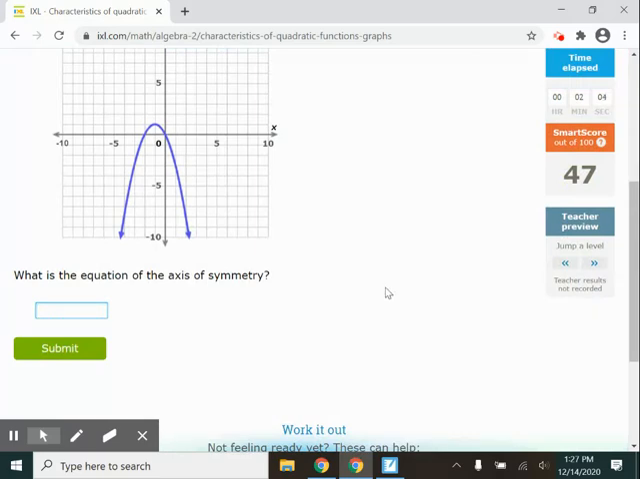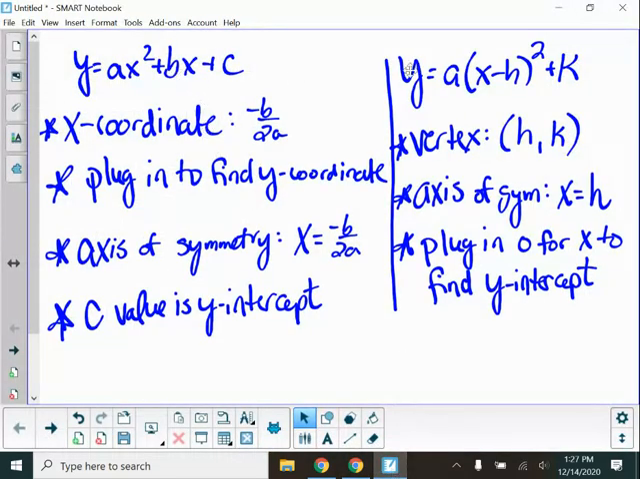Axis of symmetry. I have this on the smartboard slide here. This is when you're looking at equations, this type of information, but I do want to reference this here because you can see this axis of symmetry down here. It's x equals negative b over 2a. That's if you have the equation.